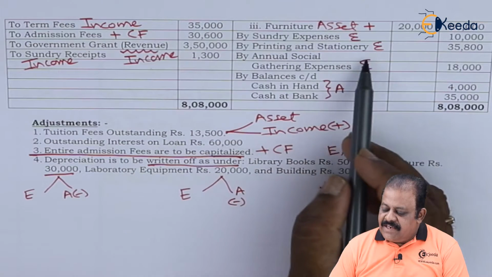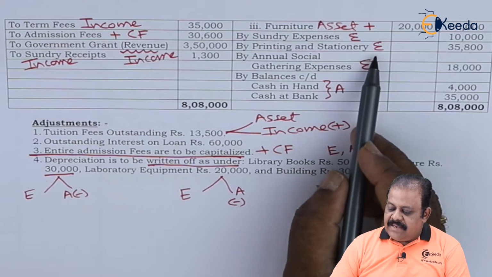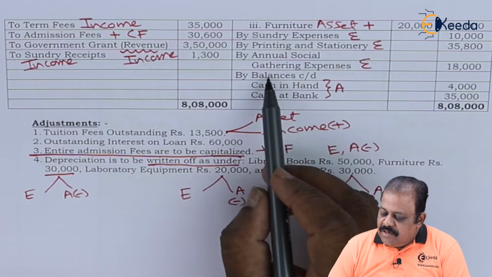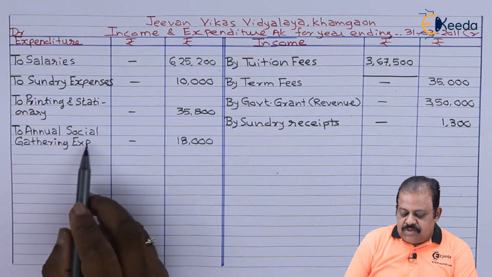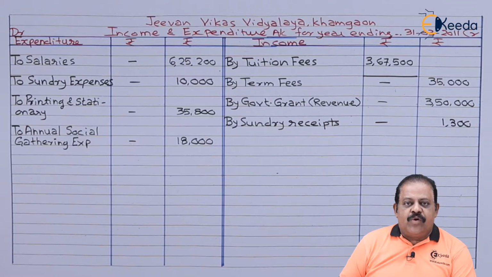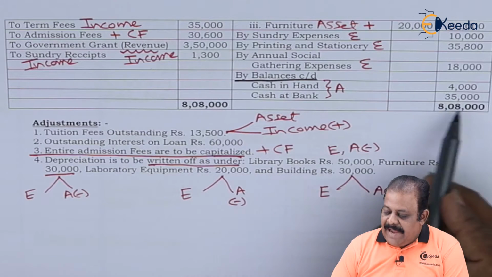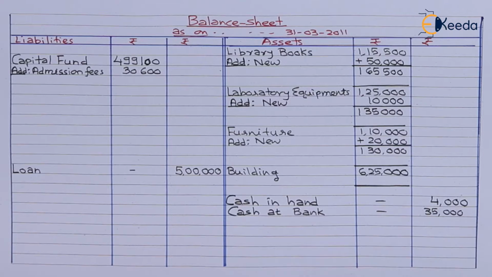Continue. Printing and stationery 35,800. This will be recorded as expenditure to printing and stationery 35,800. Annual social gathering expenses 18,000. This will be recorded as expenditure to annual social gathering expenses 18,000. Next we have closing balance of cash 4,000, bank 35,000. This will be recorded in closing balance sheet on asset side. Cash in hand 4,000, cash at bank 35,000.